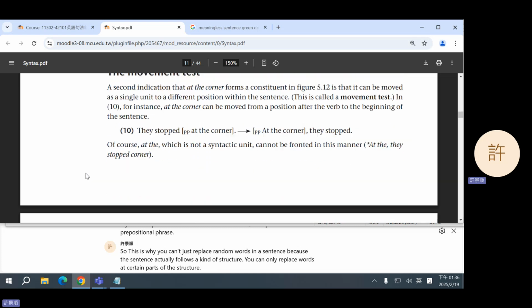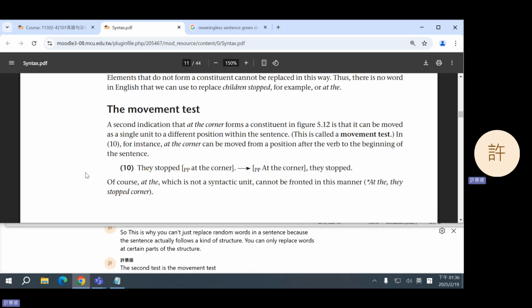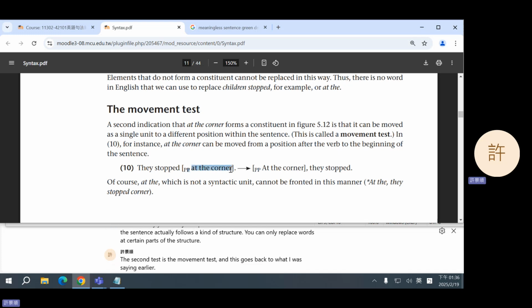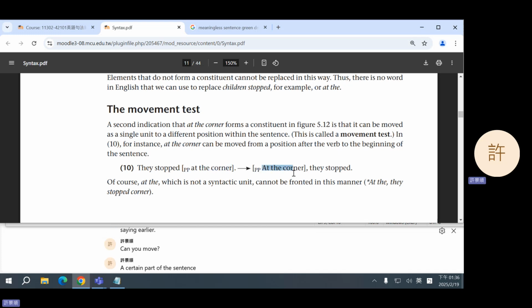The second test is the movement test. And this goes back to what I was saying earlier. Can you move a certain part of the sentence to another place in the sentence? If you can, then this part is, again, some kind of phrase.